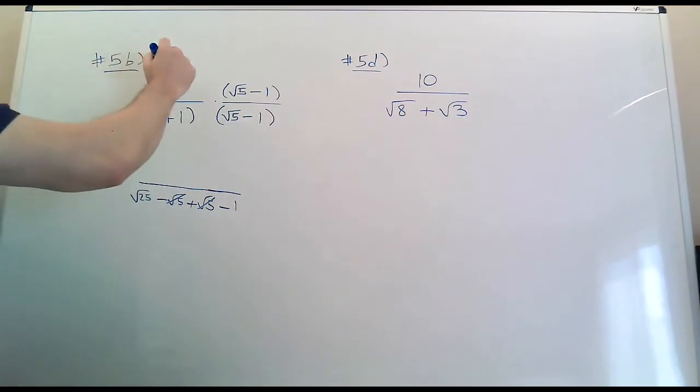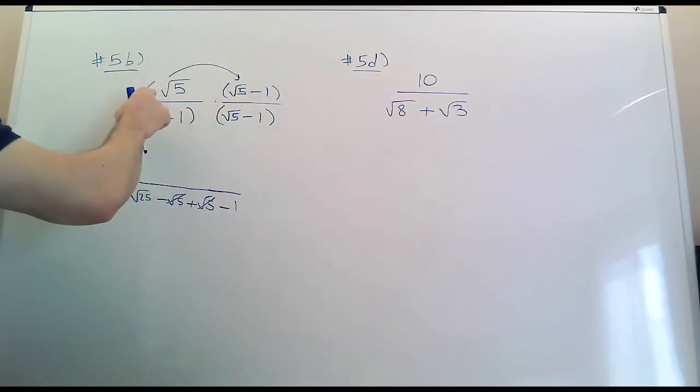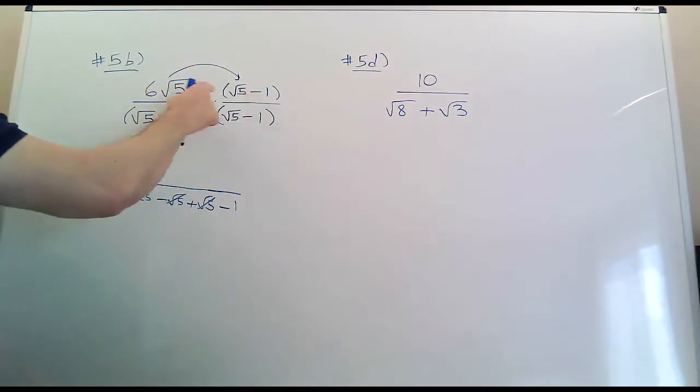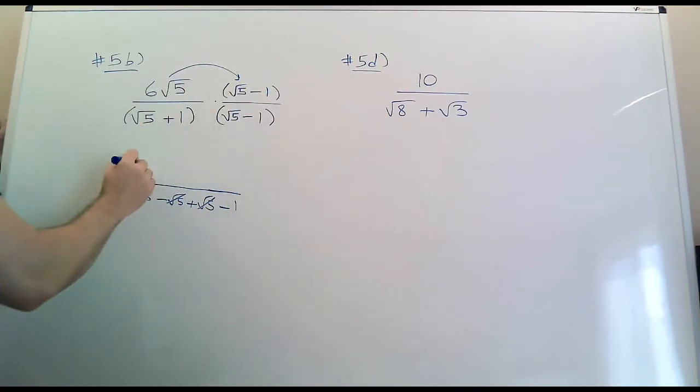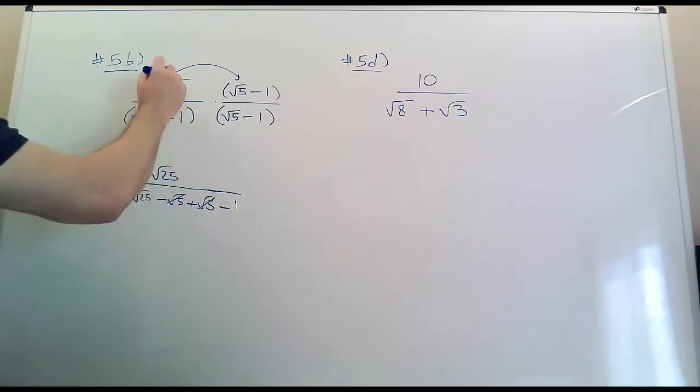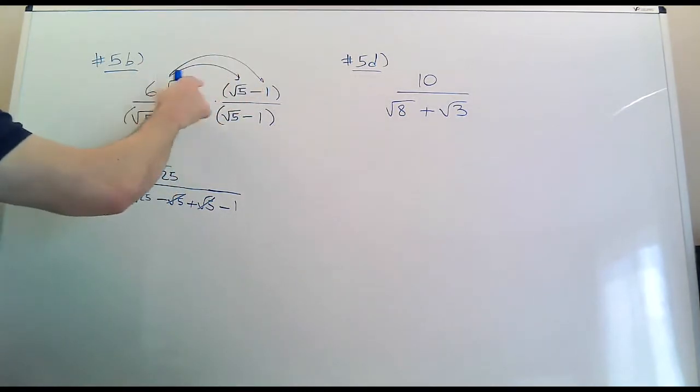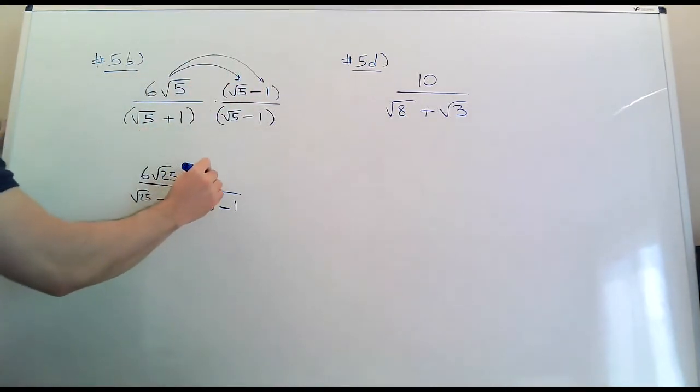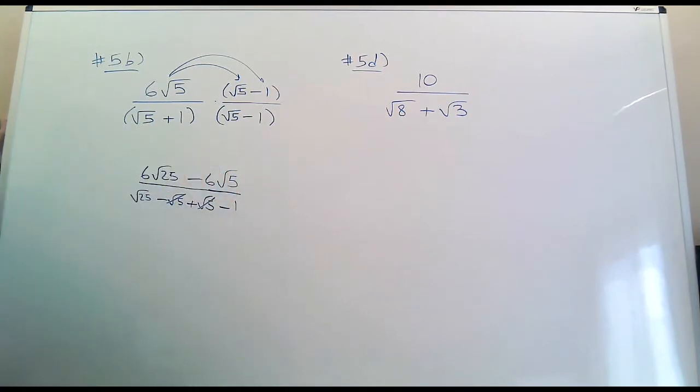1 on the bottom. Now on the top, really easy. Multiply this dude by both of them. 6 radical 5 times radical 5 is 6 radical 25. And then 6 radical 5 times negative 1 is 6 radical 5. Yay, not that difficult. Now, take everybody out of jail. On top, you get 6 times 5. Take away 6 radical 5.